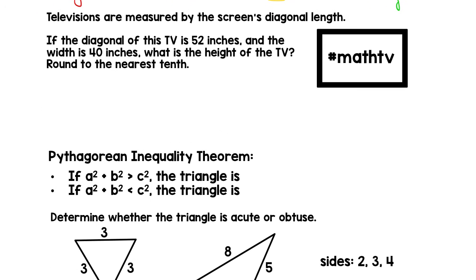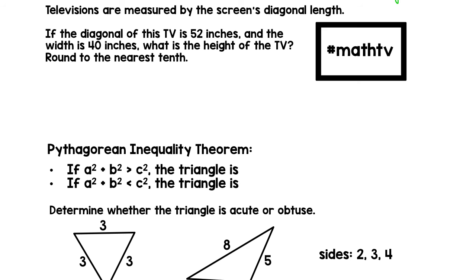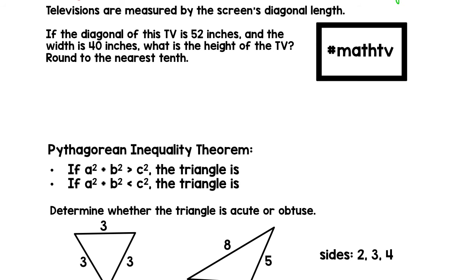Just a few more things and we're done for the day. Televisions are measured by the screen's diagonal length. If the diagonal of this TV is 52 inches, let's draw. If this is 52 and the width is 40 inches, what is the height? We're going to call that A, round to the nearest tenth. All right, so we do A squared plus 40 squared. This is the right angle, so this is the hypotenuse, equals 52 squared.